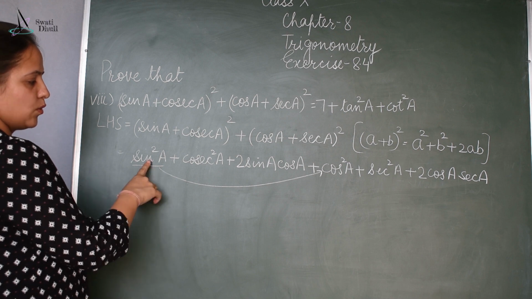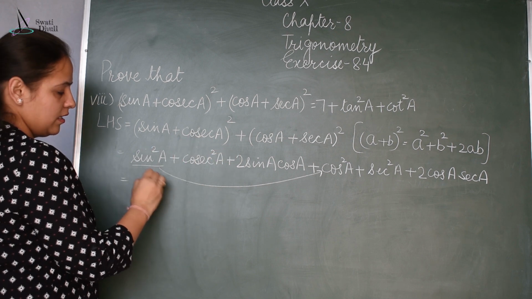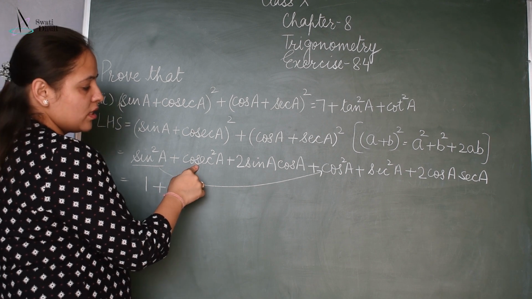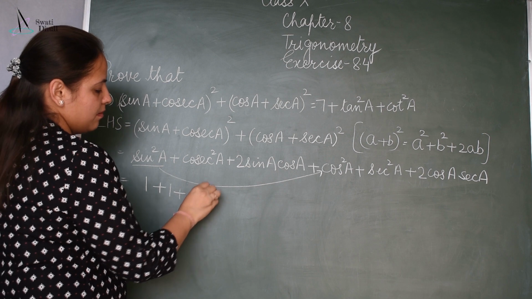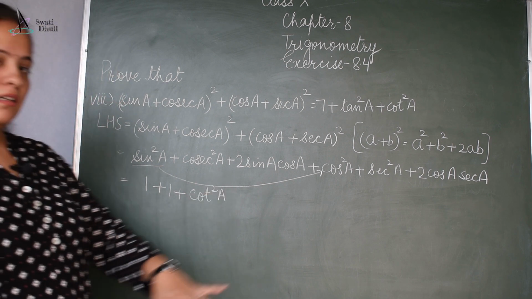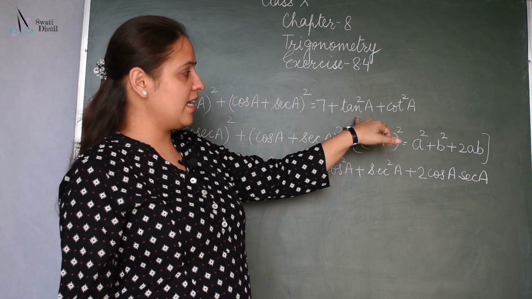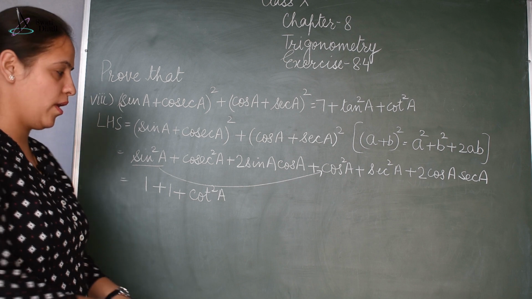Now see, sin square A plus cos square A. We know that sin square A plus cos square A is 1. So this will become plus 1 plus. Now cosecant square A, I can write cosecant square A as 1 plus cot square A, because what I need in the right hand side is cot square A and tan square A. So I can write cosecant square A as 1 plus cot square A.